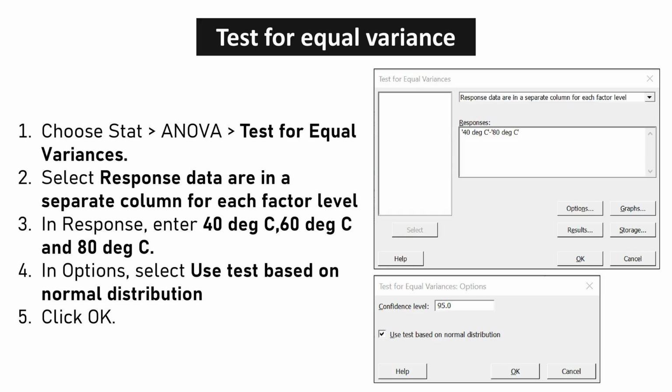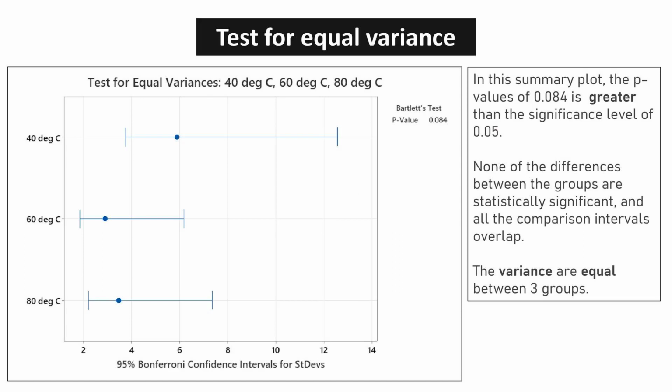Click OK. In this summary plot, the p-value of 0.084 is greater than the significance level of 0.05. None of the differences between the groups are statistically significant, and all the comparison intervals overlap. The variances are equal between the 3 groups.